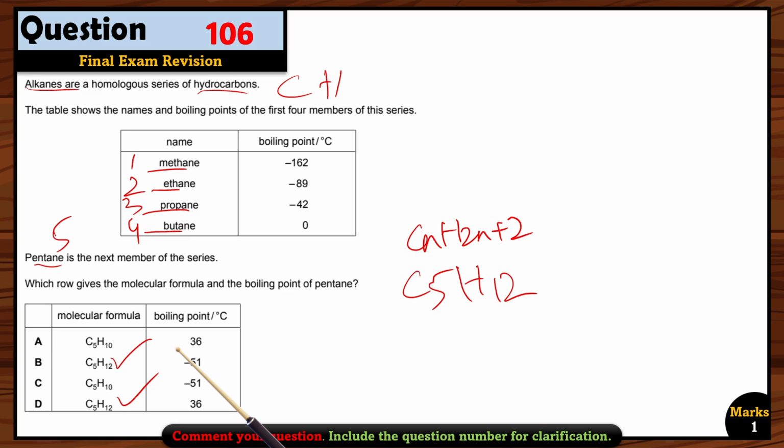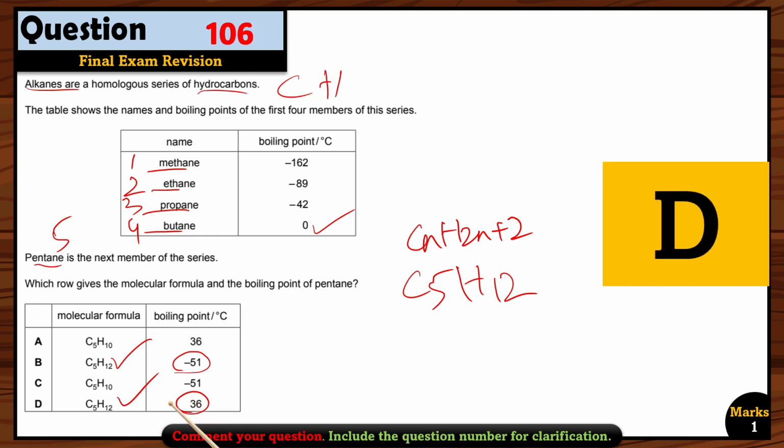Now let's see the boiling point. The boiling points of organic compounds always increase as the carbon number increases. So if you see here, this is 0. It means the boiling point of pentane will be higher than butane. So which option shows a higher boiling point? Of course, 36. Minus 51 means it is lower than 0. So option D is the only right option over here.